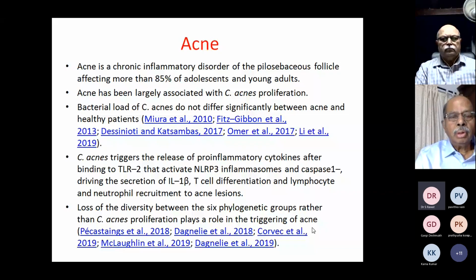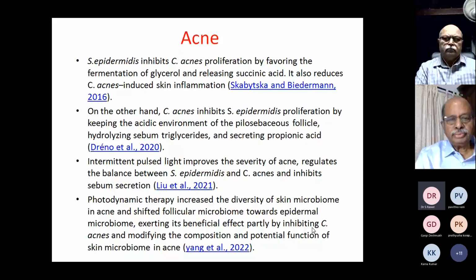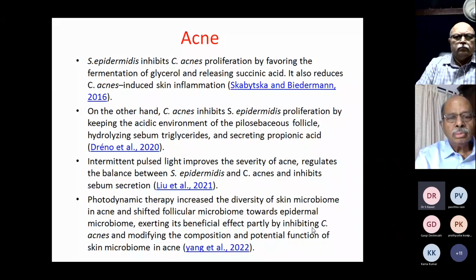Now, if we talk of Staphylococcus epidermidis, it inhibits the proliferation of this bacteria by favoring the fermentation of glycerol and releasing succinic acid. So it is also reducing the inflammation. Whereas when we inhibit S. epidermidis proliferation by keeping the environment acidic, so basically the acid-base balance also plays a role in the pathogenesis of the disease. And when in the follicle the sebum triglycerides are hydrolyzed, this makes the patient more prone to the disease.